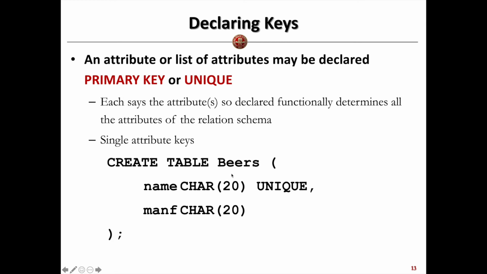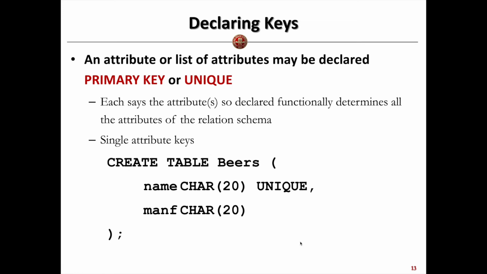Of course, we can also declare this name char 20 primary key. Replace this unique with the primary key, declaring this name as a primary key for the beers. So we can use both unique and primary key for the key declaration. However, they are also different, and we will show the difference between the primary key and the unique in the follow-up slides.